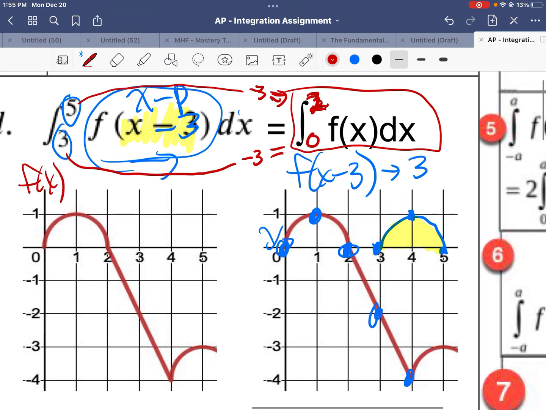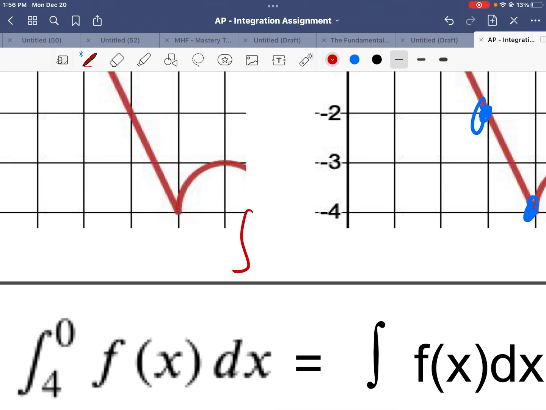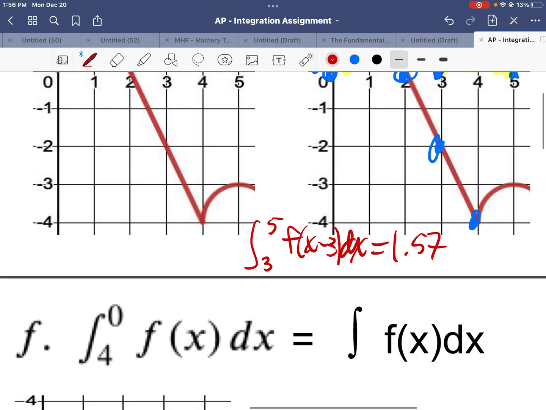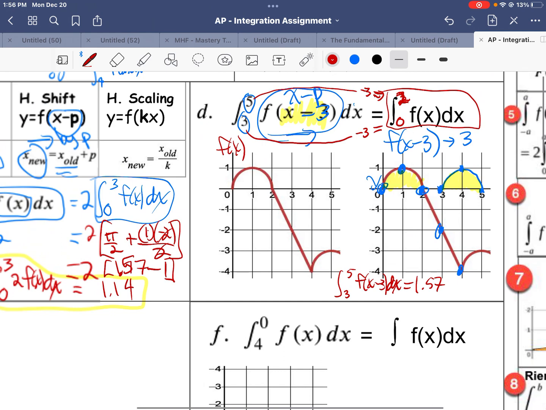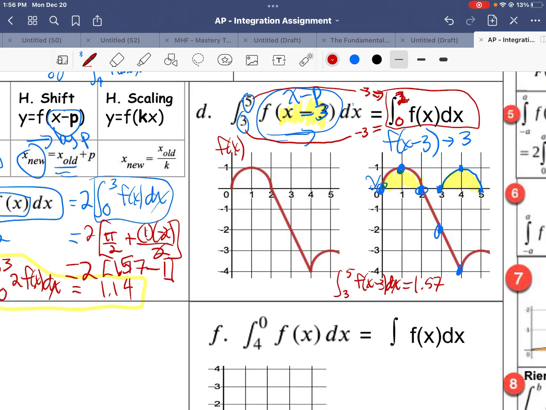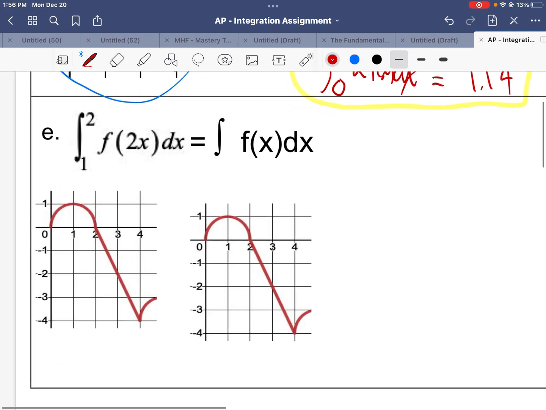So it's the same thing as getting the area on the original graph between 0 and 2. Well, we know what the area is on the original graph between 0 and 2. We've already calculated it before. It's 1.57. Okay, so that means that the integral from 3 to 5 of f of x minus 3 dx equals 1.57, because it's the same thing as f of x from x equals 0 to 2. Okay, again, you want to always relate it back to the original function. Okay, last one on transformations.